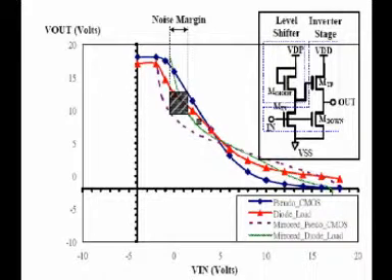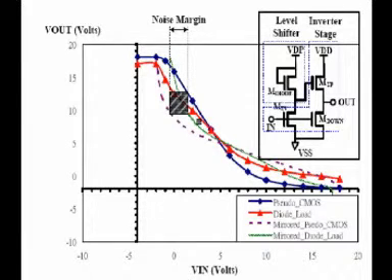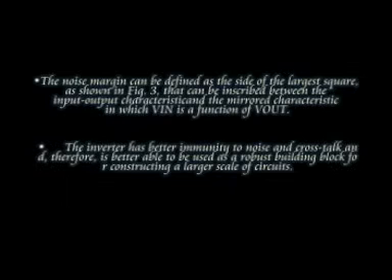The key advantages of a pseudo CMOS inverter are illustrated in the following sections. The noise margin can be defined as the side of the largest square, as shown in figure 3, that can be inscribed between the input-output characteristic and the mirror characteristic in which Vin is a function of Vout. The inverter has better immunity to noise and crosstalk, and is therefore better able to be used as a robust building block for constructing larger-scale circuits.